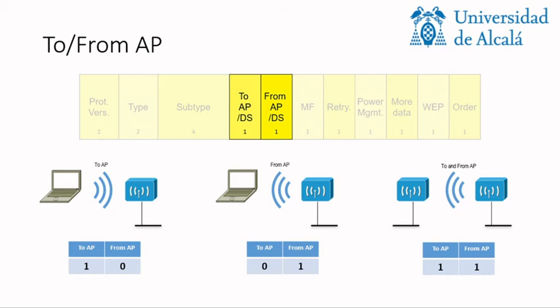In particular, if the communication goes from a mobile device to an access point, these two, To AP will be set to 1 and From AP to 0. If it goes from an AP to a mobile device, it will be the other way around, To AP to 0 and From AP to 1. And finally, if it goes from and to an AP, we will have both fields set to 1.